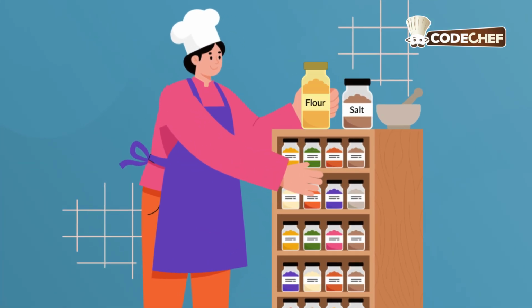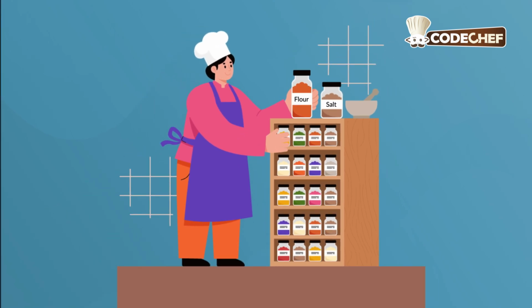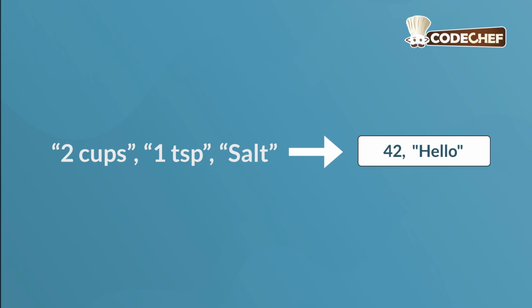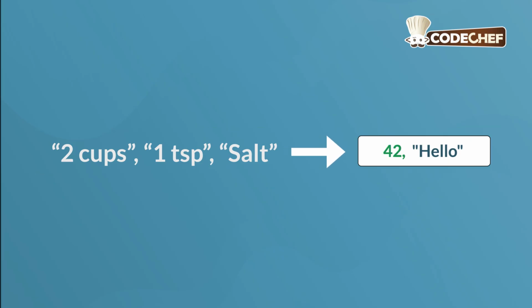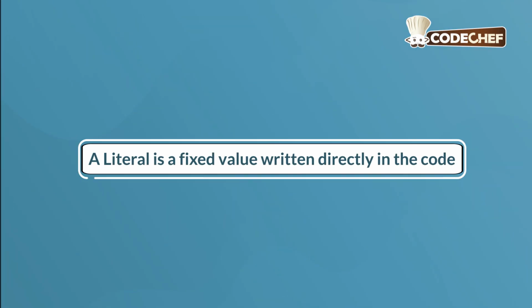When you see 2 cups of flour or 1 teaspoon of salt, those numbers and measurements are fixed values you don't need to calculate. Similarly, literals are the fixed values you type directly into your program, like the number 42 or the word hello. In Java, a literal is a fixed value written directly in the code.